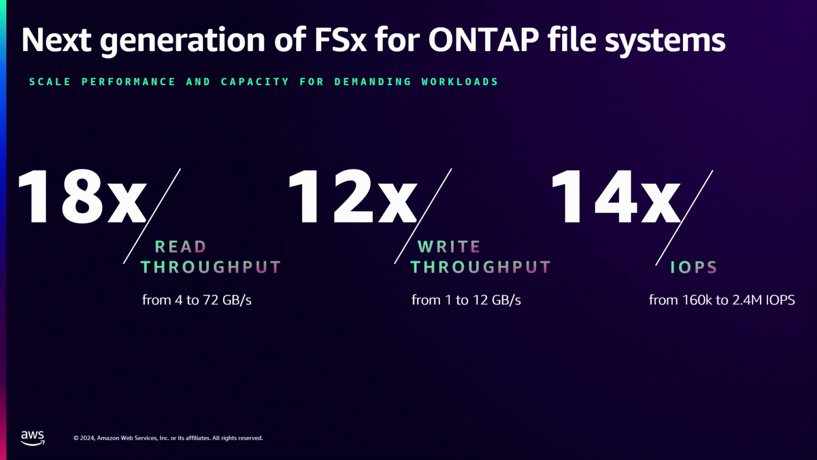All in all, scale out relative to scale up can deliver up to an 18x increase in read throughput, a 12x increase in write throughput, and a 14x increase in the IOPS you can drive, all within a single file system. Scale up can be a great fit for use cases like corporate file shares, DevOps workloads, and some line of business applications. But for those really performance-intensive workloads, things like EDA or chip design, simulations, seismic analysis, and a lot of the M&E workloads, you can really benefit from the scale-out architecture.